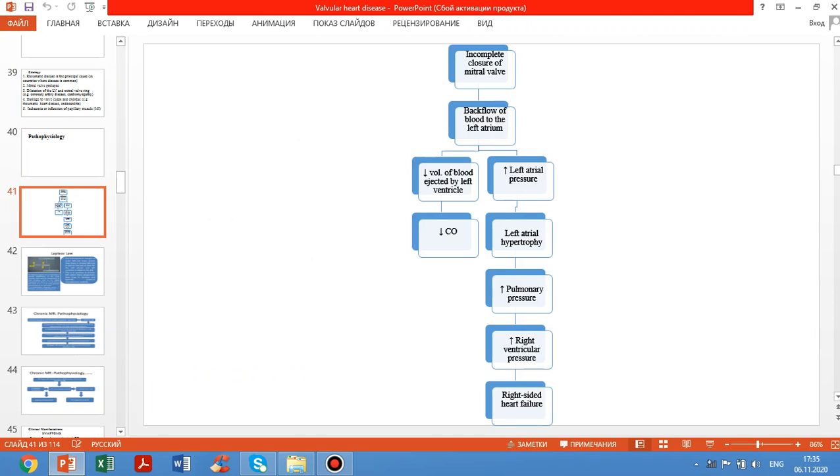Pathophysiology. Incomplete closure of the mitral valve. Due to this, there is backflow of blood to the left atrium. There is a low volume of blood ejected by the left ventricle and a decreased cardiac output, and also increased left atrial pressure. And this leads to left atrial hypertrophy, high pulmonary pressure, high right ventricular pressure, and right-sided heart failure.